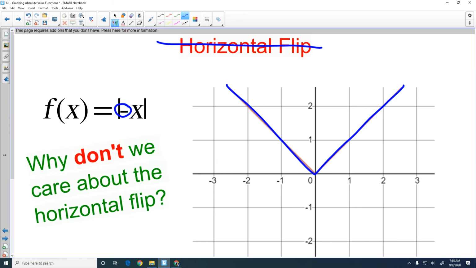So if you ever see an absolute value with a negative in front of the x, just ignore it. It's not going to be anything you need to focus on or worry about for absolute value. Some of the functions we'll learn later this year, yeah, but for this one, it's no big deal. All right, any questions on that flip yet?